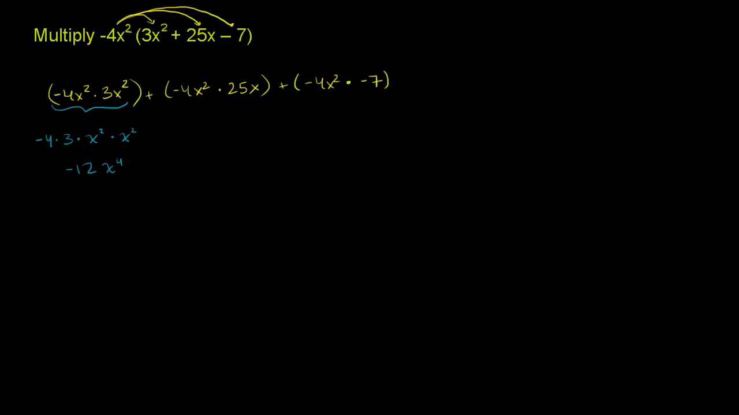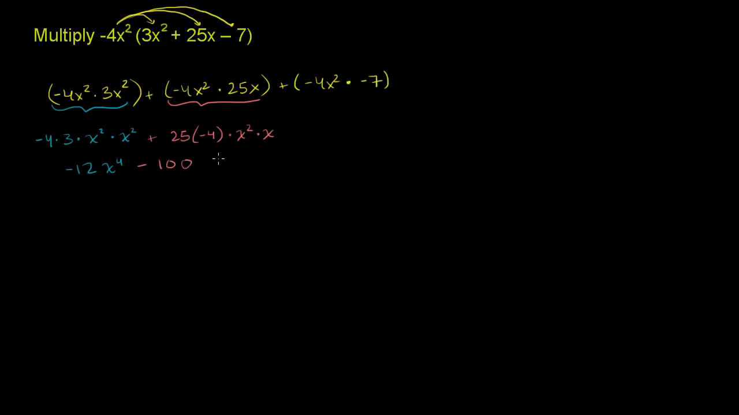Now let's think about this term over here. And of course we have this plus out here. And then this part right here is the exact same thing as 25 times negative 4 times x squared times x. So let's just multiply the numbers out here. These were the coefficients. 25 times negative 4 is negative 100. So it'll be plus negative 100, or we could just say it's minus 100.